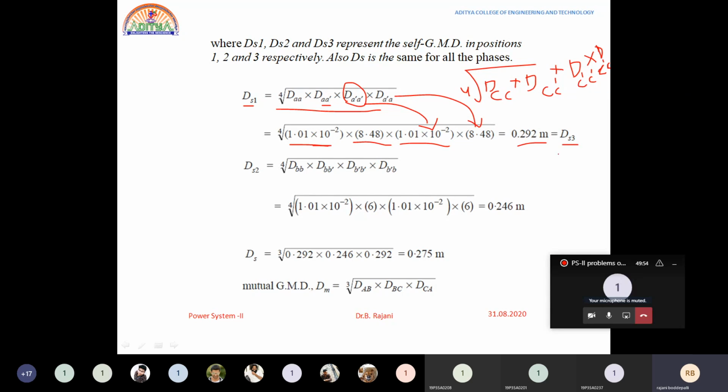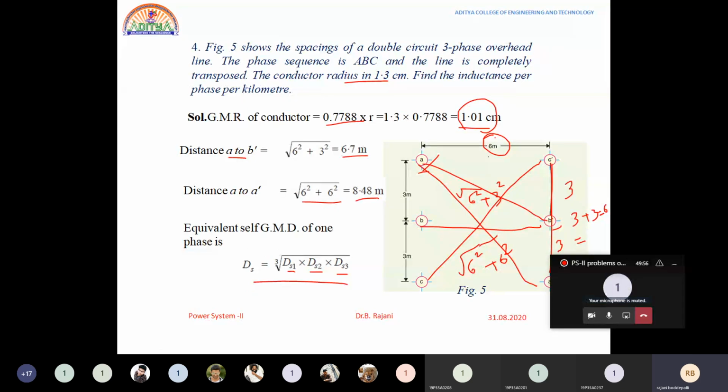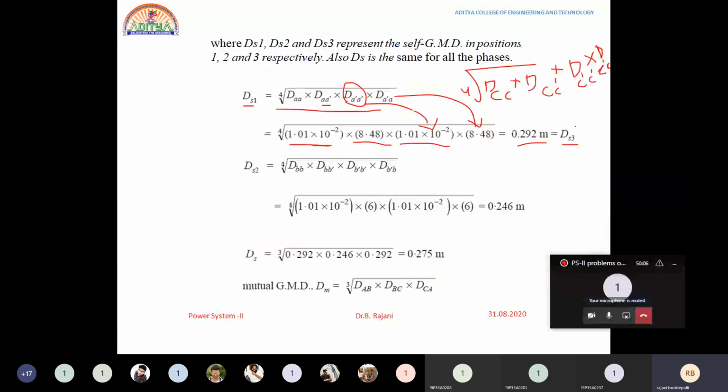Why is it so? See this diagram. A and C are at equal positions. See, C A dash, A C dash. So in these combinations, we will be getting the same value, as DS1 is the same as DS3. But here in the case of DS2, it is different.